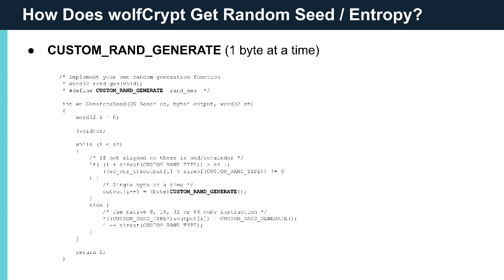The third option is to define CUSTOM_RAND_GENERATE. You can see in the comment we're defining it to a function called rand_gen. This just generates one single byte at a time. The snippet on the bottom is what we're doing internal to wolfCrypt. You can see I've bolded the call to CUSTOM_RAND_GENERATE, where we loop around and keep calling it until we get as many bytes as we're looking for.